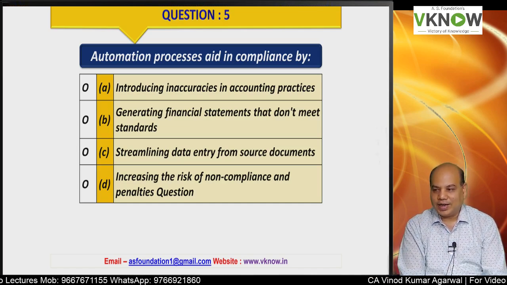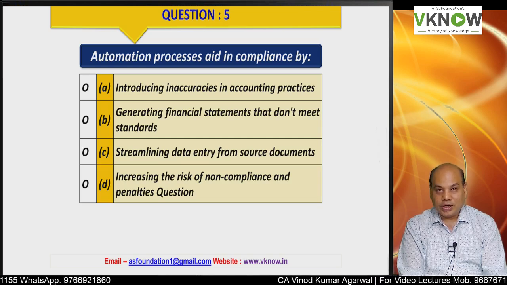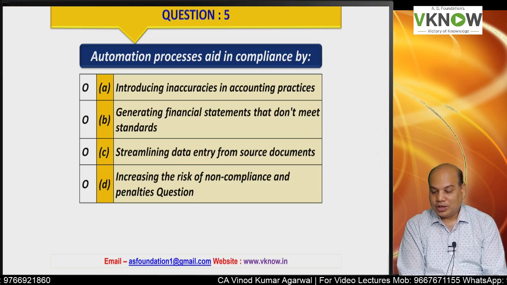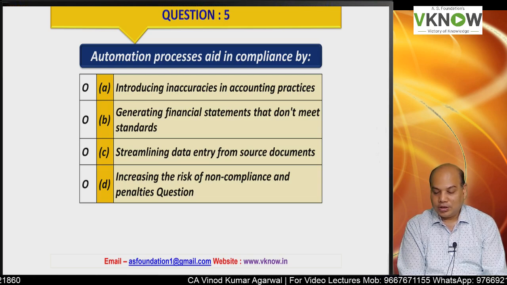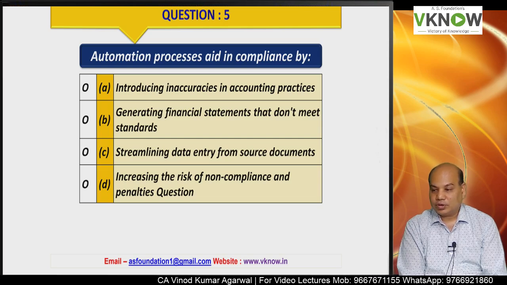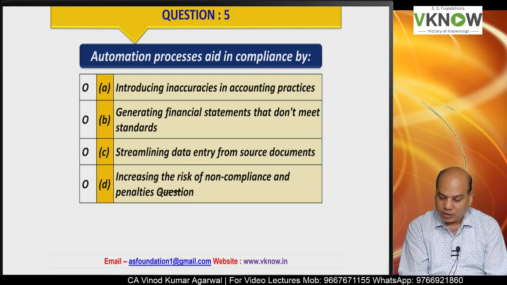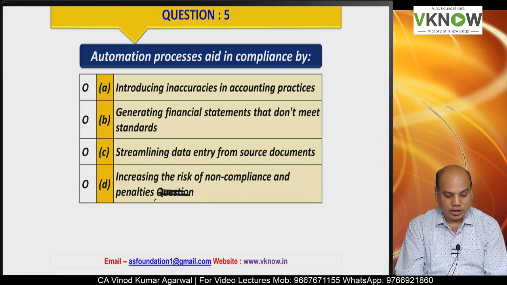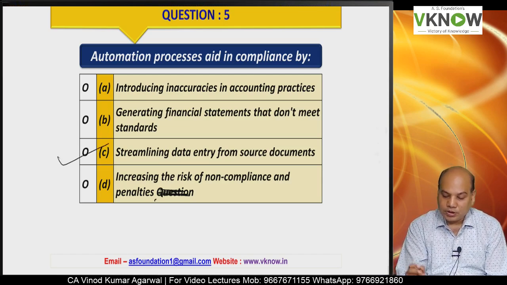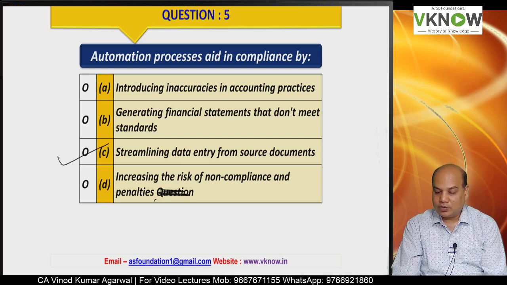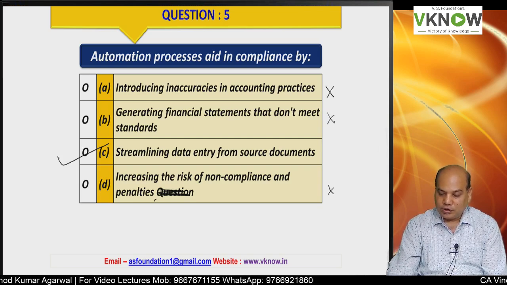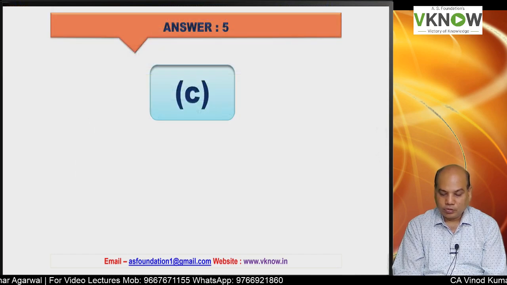Automation processes aid in compliance by, A, introducing inaccuracy in accounting practice, B, generating financial statements that don't meet standard, C, streamlining data entry from source document, and D, increasing the risk of non-compliance and penalties. Only up to this, full stop, penalties. So the students have replied option C is the right answer. Streamlining data entry from source document, that is the benefit of automation. Other three are not the benefits of automation. So the answer was C.